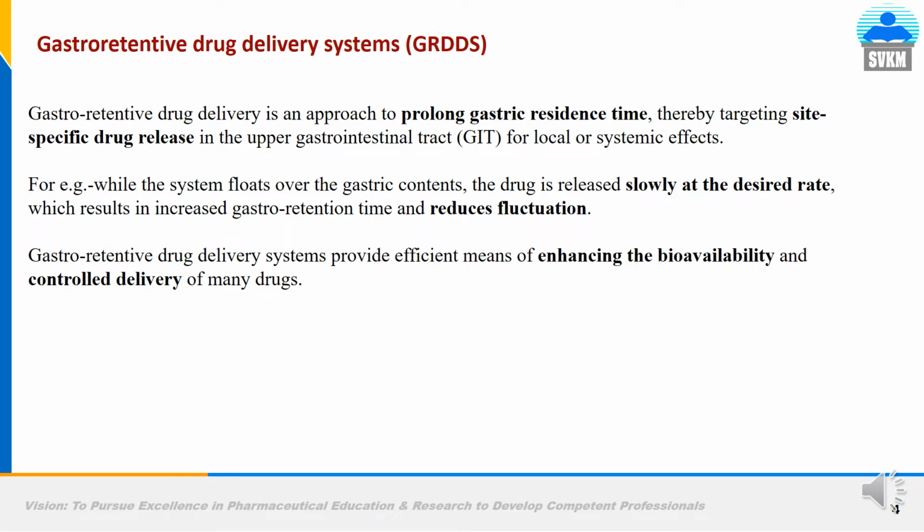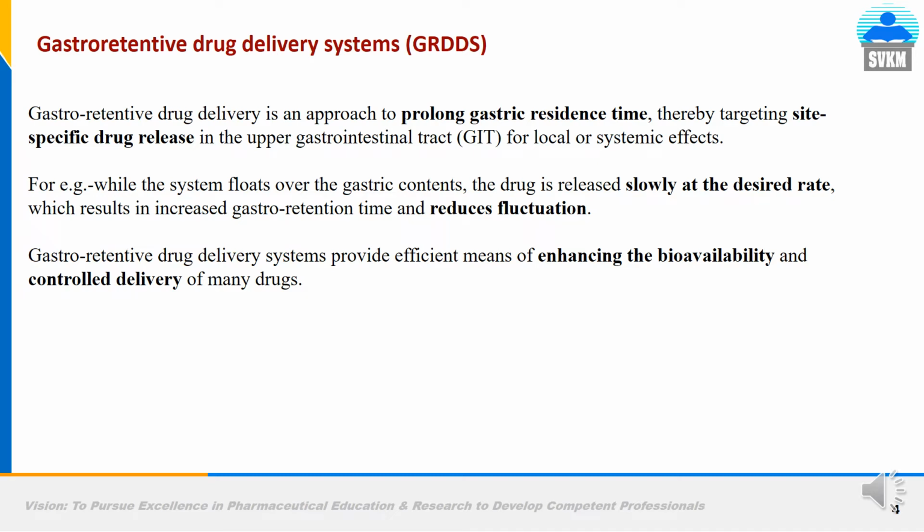So gastro-retentive drug delivery is an approach to prolong gastric residence time. Means you want to increase the residence time of the formulation in the stomach. Why? There are two reasons. First is targeting site-specific drug release in the upper GIT for local effect, and second is for systemic effect. What does this mean? In some cases you want the effect locally, in the stomach. For example, peptic ulcer, the effect you want in the stomach. So you want the drug to stay for a longer period of time in the stomach. It will give better effect. That time you will prefer GRDDS formulation.